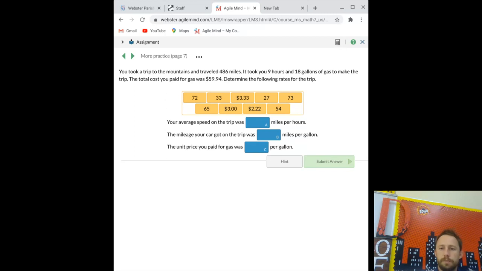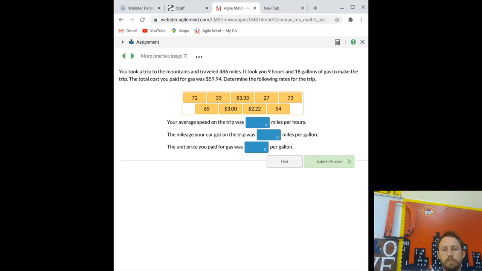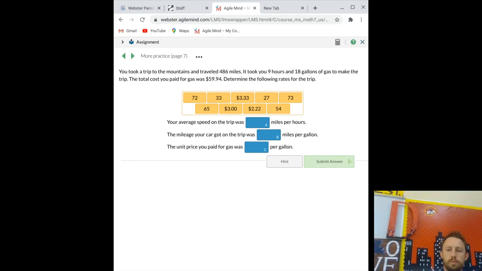And then for the unit price, we got $3.33 from doing $59.94 divided by 18. Good. All right. And then how did you find the miles per gallon? The mileage. Okay, so what'd you do? I don't remember what we got for that answer.